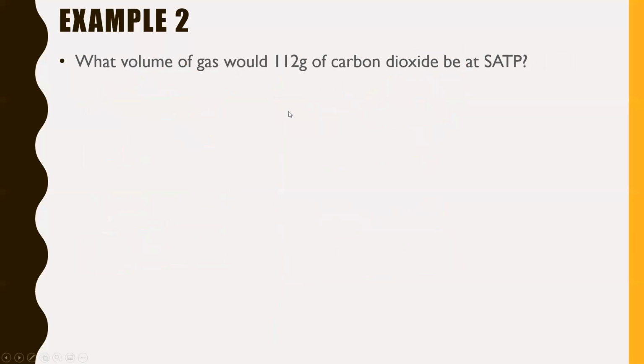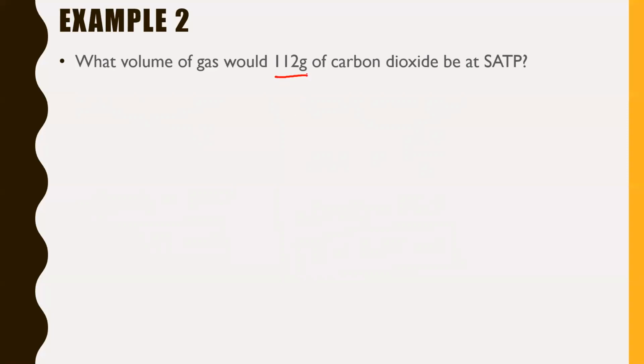All right, example 2. Let me see if this is one I want you guys to do on your own. You know what? Just for fun, let's see if you guys can do this one on your own. This is going to combine molar mass with molar volume. Notice I'm only giving you the amount of grams of carbon dioxide, and we're looking for the volume at SATP. So I'm going to give you a hint right off the bat.